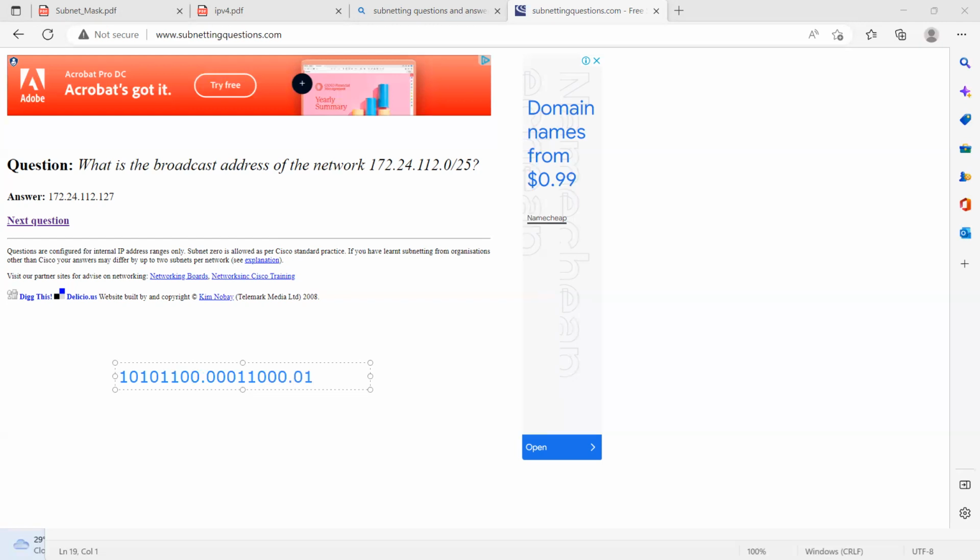64 plus 32 is 96, 96 plus 10 is 106, plus 6 is 112. This is right. Tell me if I'm wrong, I'm doing this without the calculations. Oh sorry. Yes, sir.